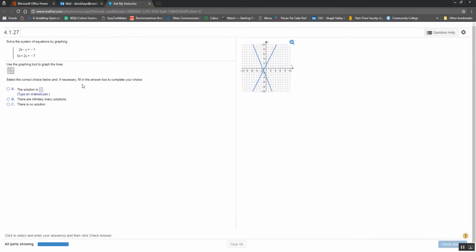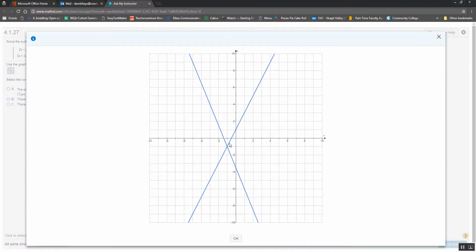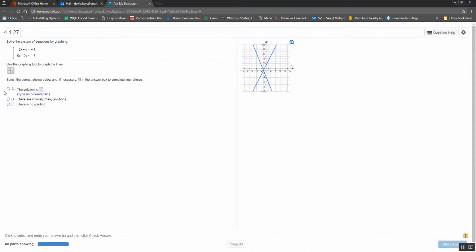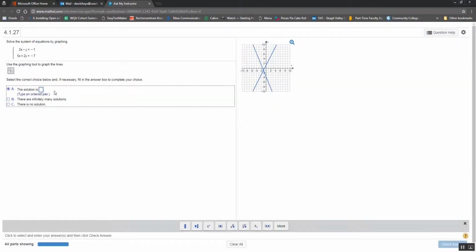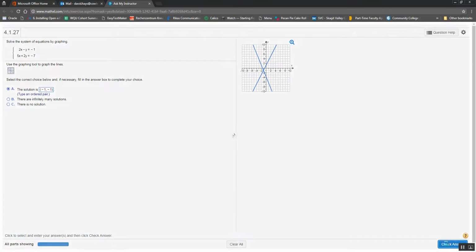Okay. Then it'll come up and ask you for the solution. And your answer is where they intersect, which looks like -1, -1. So I come over here and put in -1, type an ordered pair. That means they want parentheses around it. -1, -1, and then click check answer. Okay, that's how you would solve a problem by graphing.